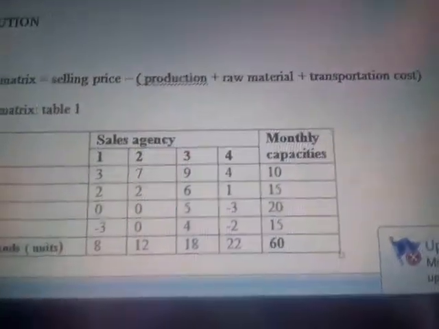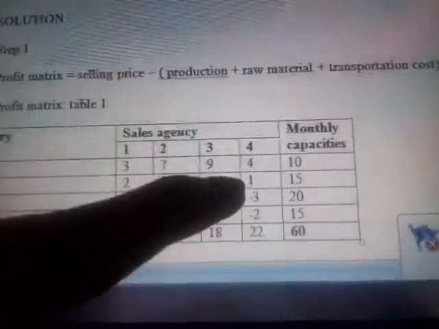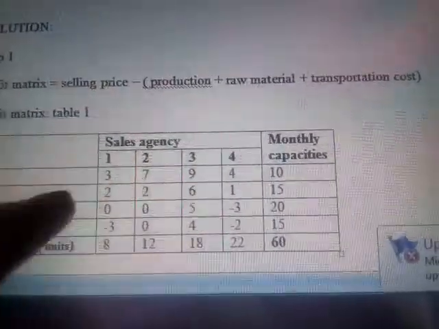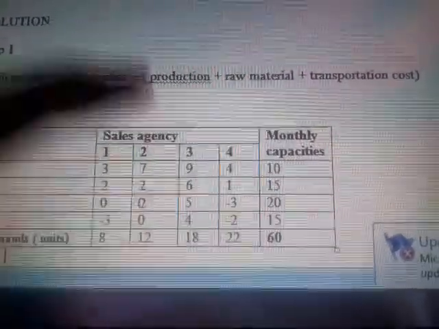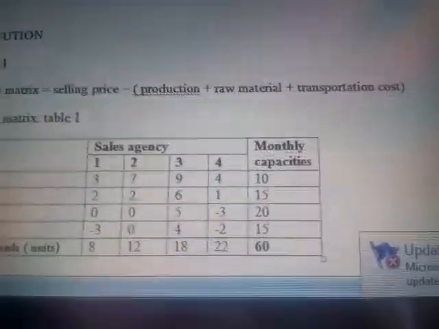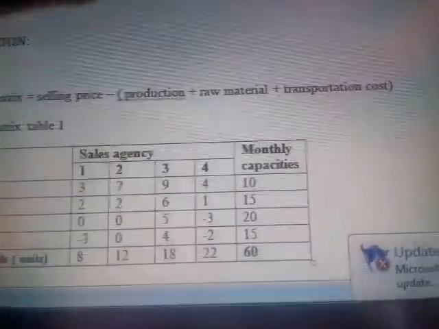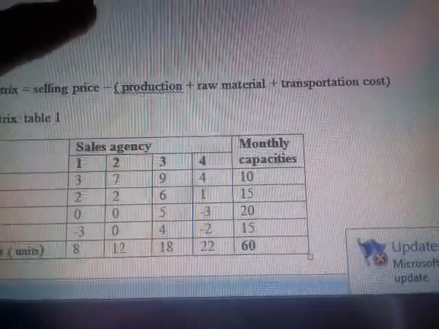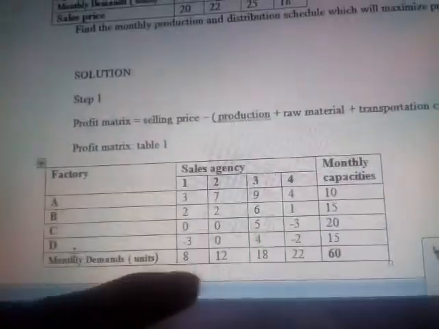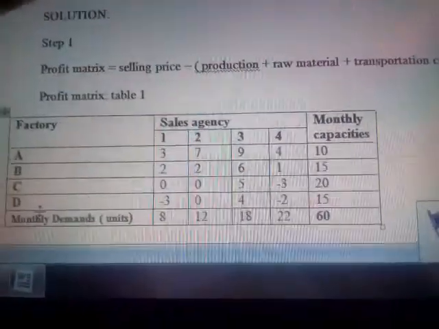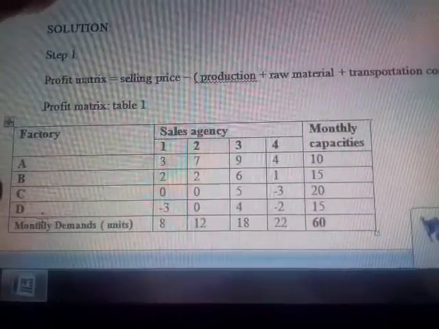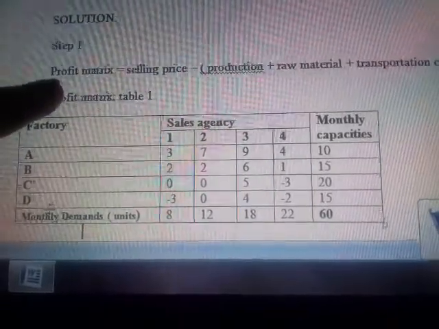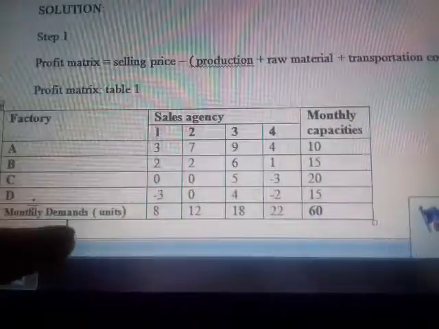Once you get this table, similarly you have to do it for the other rows. So I have given everything. I have changed the transportation cost into a profit matrix because they gave production cost, so they didn't include it. Okay, so I have included production cost and raw material in this table, and I have subtracted the selling price from that, so you will get a profit matrix. So this table is a profit matrix.